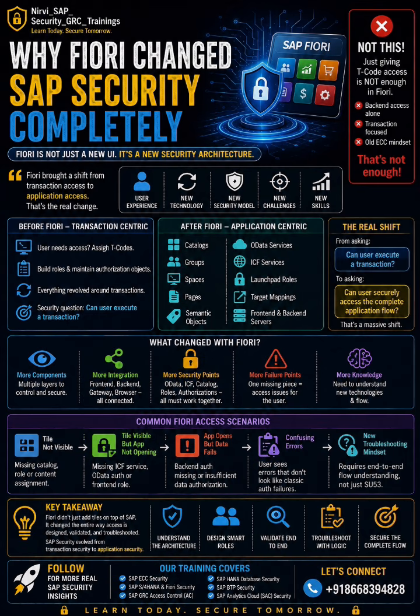Now you have catalogs, groups, spaces, pages, OData services, ICF services, right? Launchpad roles, semantic objects, target mappings, the front end, back end servers, all connected together. And this is where many traditional ECC security approaches started failing. Because in theory, backend authorizations alone is not enough anymore.